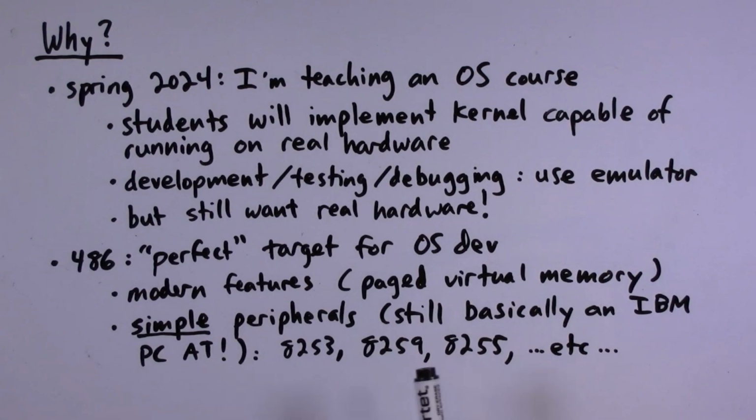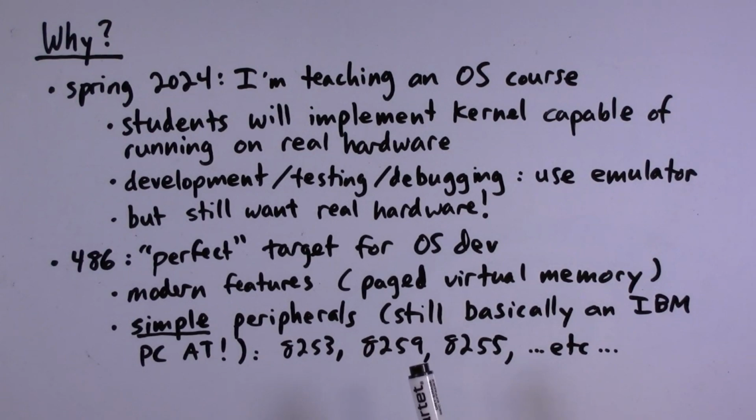So these are the same peripheral devices that appeared on the original IBM PC. They're very straightforward to program. If you have seen my 8-bit computer series, you know we use an 8254 as our interval timer. We have an 8255 for our GPIO. These are simple devices to program. And so what that means is that you have a modern CPU that has very straightforward peripherals that it's easy to write device drivers for.